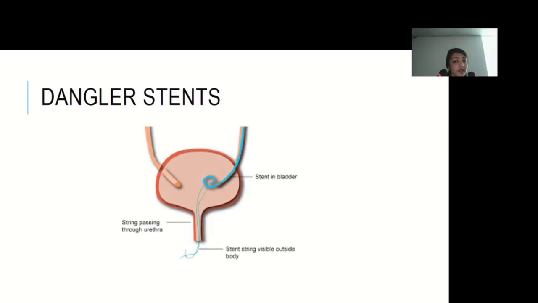Dangler stents are stents attached with polyethylene wires. The wires hang outside of the urethra. So when the time comes and we are expecting the DJ stent to be removed, a patient can remove it by themselves by pulling out those strings.